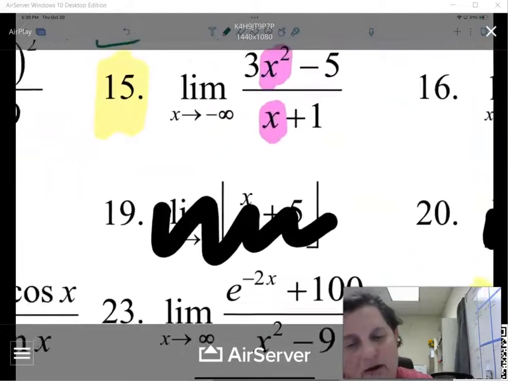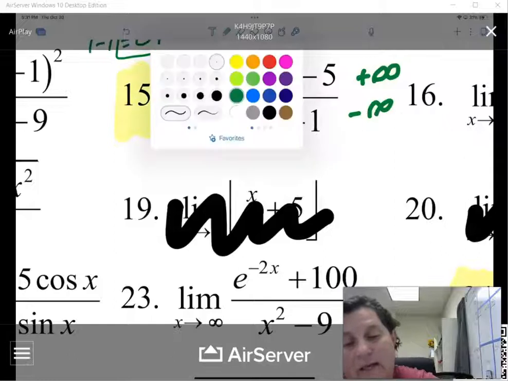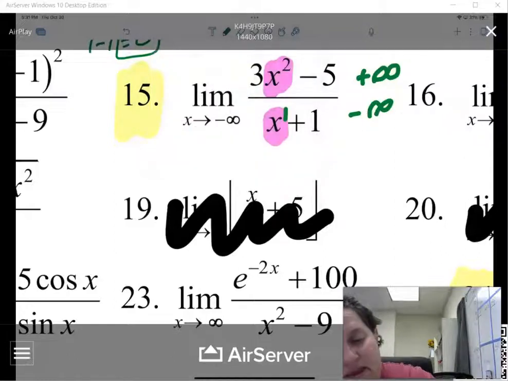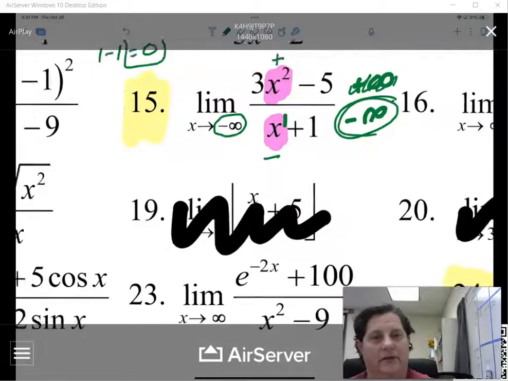So here we are. Okay, x squared and x to the first, the top is definitely bigger. So it either goes to positive infinity or negative infinity. How do I decide? Well, I go like this. If I'm plugging in a negative, squared is positive, divided by a negative goes to negative infinity. So that's the one I would pick. So you just check the signs, okay?